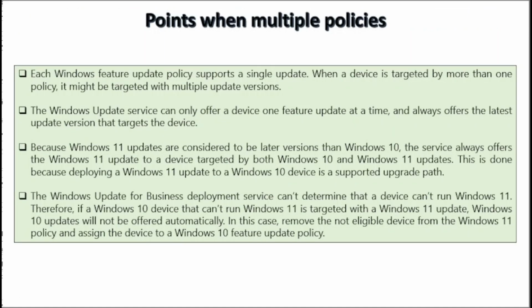Now let's check some of the points when we have multiple policies assigned to a single device. Each Windows feature update policy supports a single update. When a device is targeted by more than one policy, it might be targeted with multiple update versions. The Windows update service can only offer a device one feature update at a time and always offers the latest update version that targets the device. Because Windows 11 updates are considered to be a later version than Windows 10, the service always offers the Windows 11 update to a device targeted by both Windows 10 and Windows 11 updates.